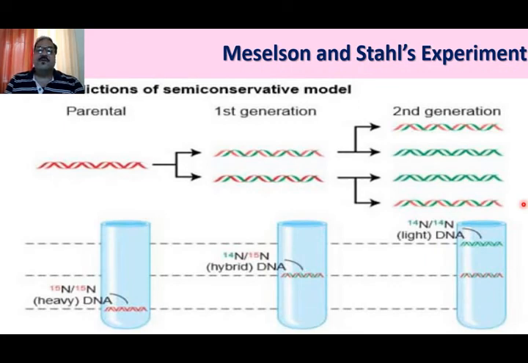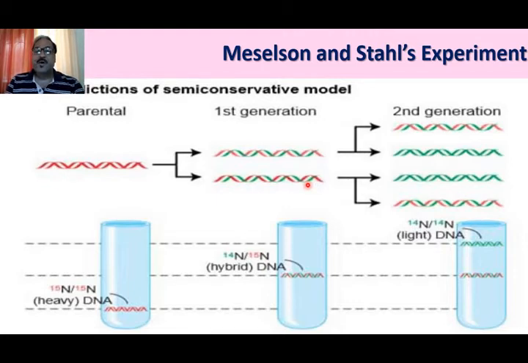If the replication was semi-conservative, then in the first generation, when the parental DNA separates and it synthesizes a new DNA molecule, the parental strands will separate and the new DNA strands will be found on each parental strand. So both the daughter DNAs would be having one parent DNA strand and one newly formed DNA strand.